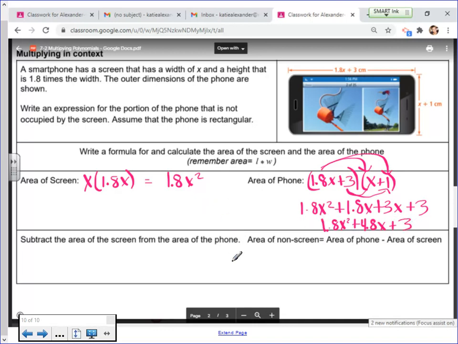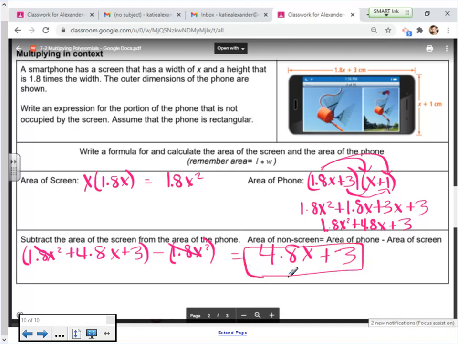So we need this, and we need the area of the screen. It says subtract the area of the screen from the area of the phone. You're going to take the area of this one. We have 1.8x squared plus 4.8x plus 3. And we're subtracting 1.8x squared. So 1.8x squared minus 1.8x squared, those end up canceling out, and all you're left with is 4.8x plus 3. That's the area of whatever they asked us to find.